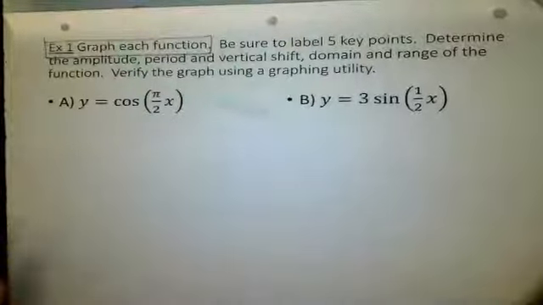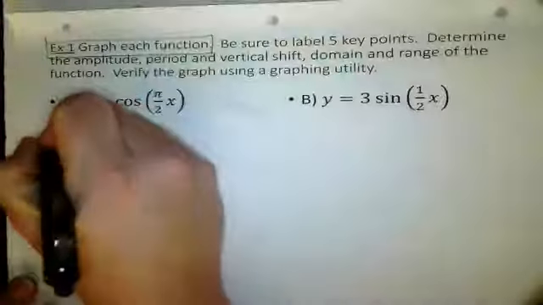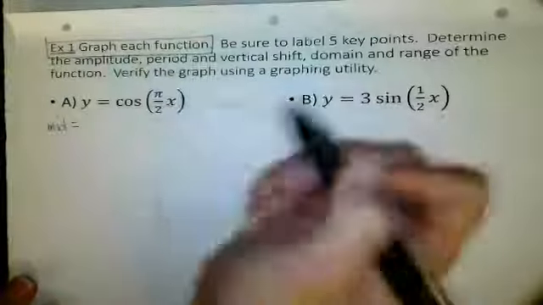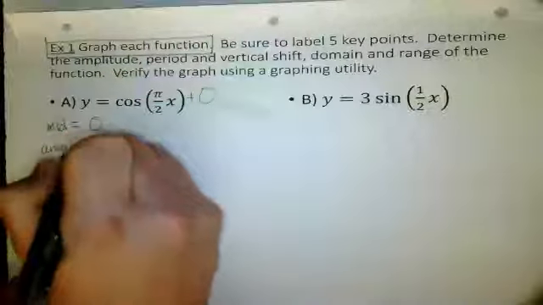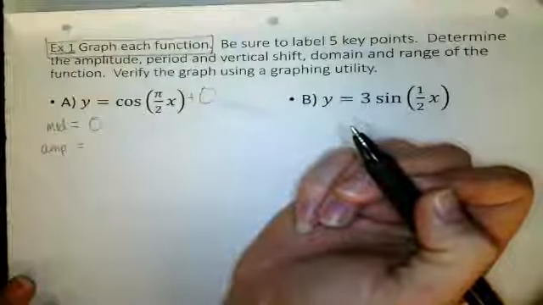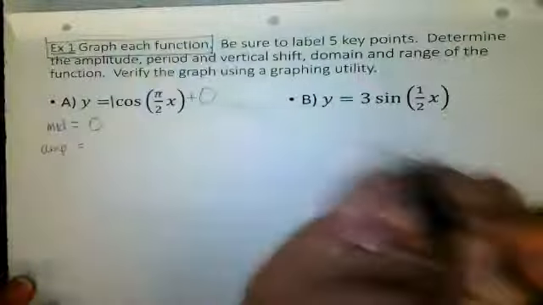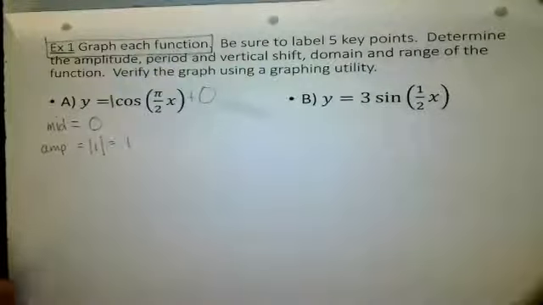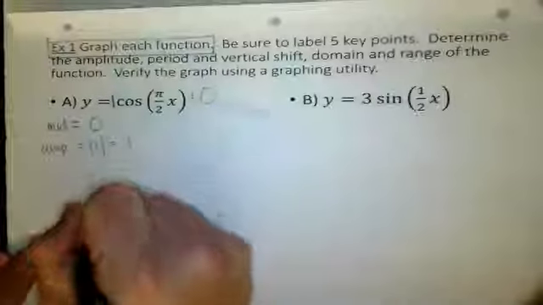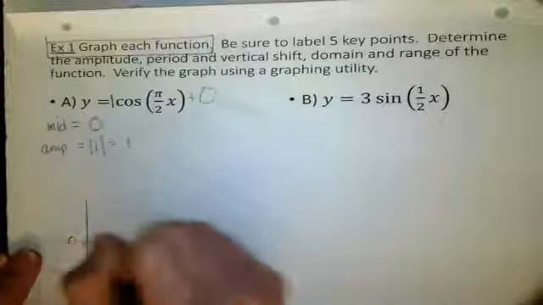So let's start like we did yesterday. What's our midline? 0. What's the amplitude? Oh, it's 0. It's 1. There's a 1 always in front of this function, so the amplitude is 1. Now, I'm going to go ahead and use that just like we did yesterday. My midline is 0.